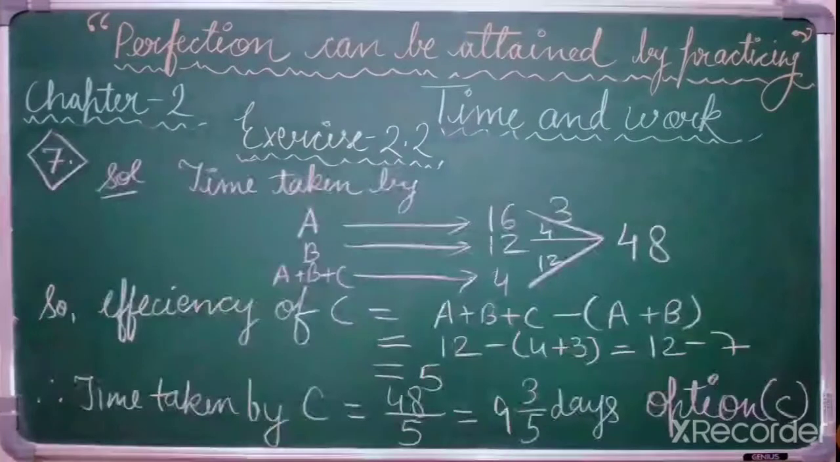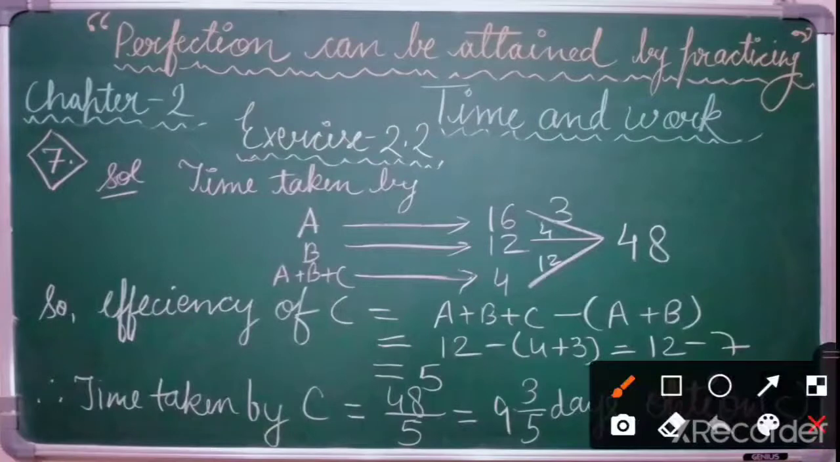Moving to the last question of the exercise: A can lay a railway track between two given stations in 16 days and B can do the same job in 12 days. With the help of C, they did the job in 4 days only. Then C alone can do the job in how many days? So see, A can lay the railway track in 16 days, B can do it in 12 days, and when they are working with C all together, they will do it in 4 days only. Taking the LCM of 16, 12 and 4, we get 48 as the total work, right?